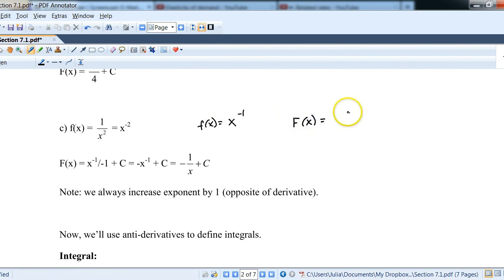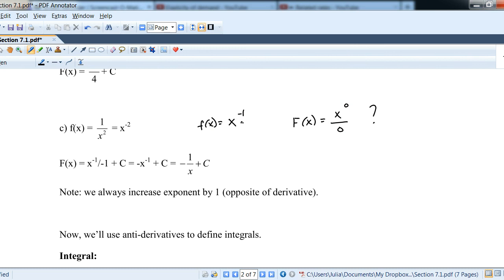Because if you employ the power rule, it doesn't work, because negative 1 plus 1 will actually give you 0, but then you're going to be dividing by 0. Remember, we cannot do this. So this is undefined, but think about this. Okay, we're going to come back.